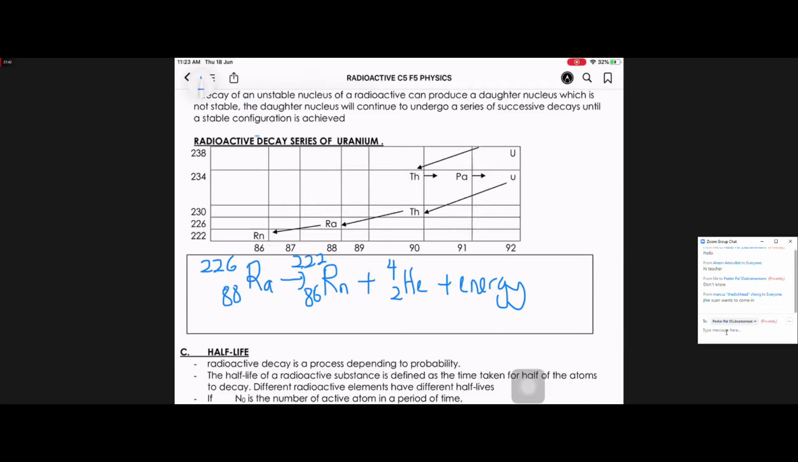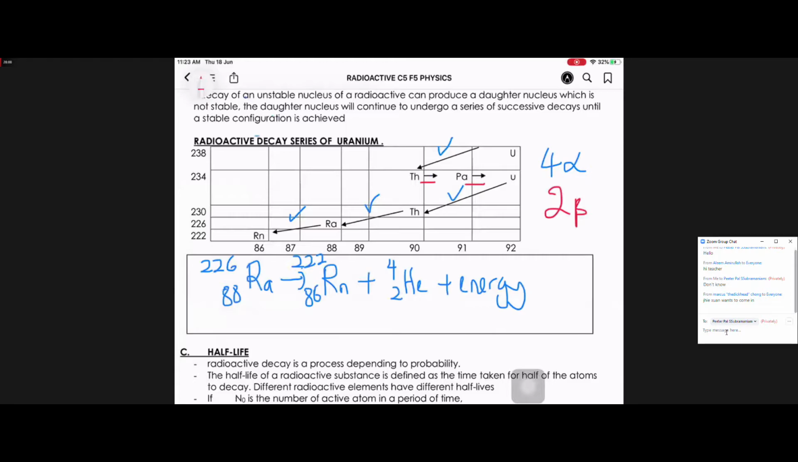Sure, Averil. How many times does alpha decay occur? Four. Yes, very good. Four alpha decays. How many times does beta decay occur, Averil? Twice. Beta decay occurs twice. Very good. Fantastic.